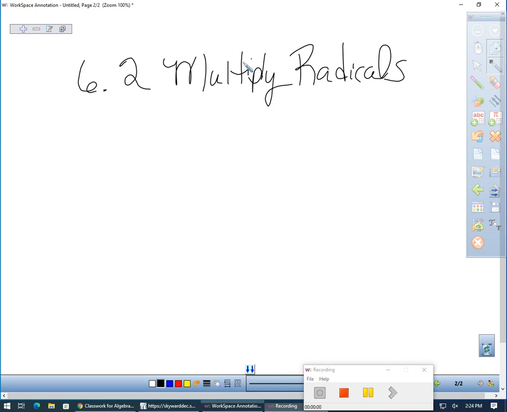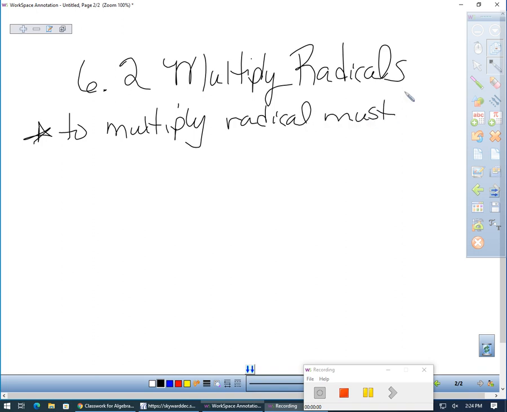When we multiply radicals, the first thing I want to tell you, in order to multiply radicals, they need to be the same size. When I say the same size, that means you can only multiply a cube root times a cube root, or a fourth root times a fourth root, or a square root times a square root. We cannot mix and match. It's not possible at this point to multiply something that isn't the same together.